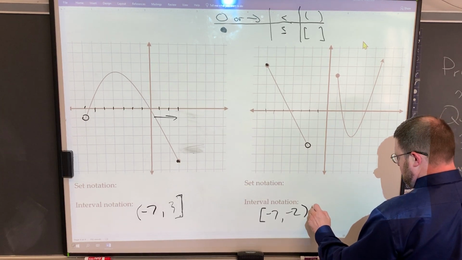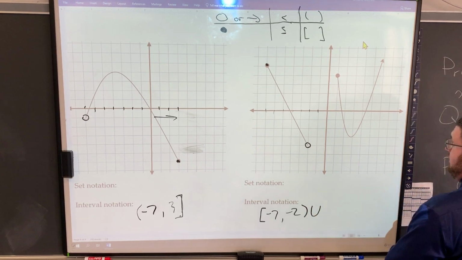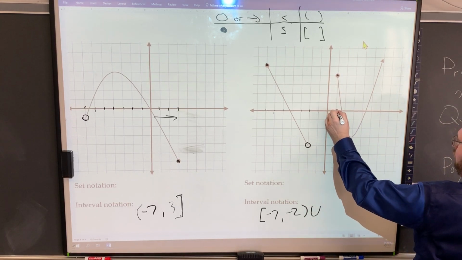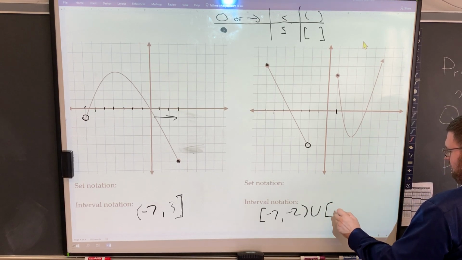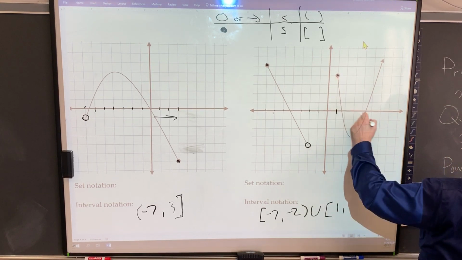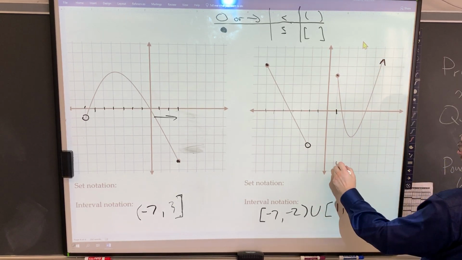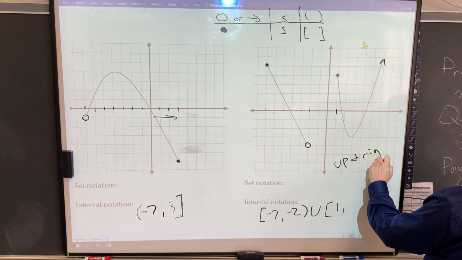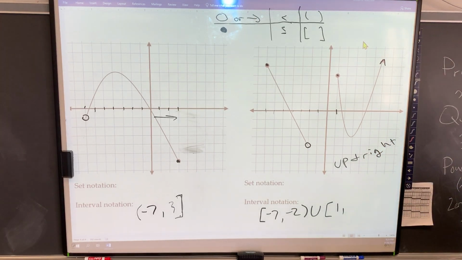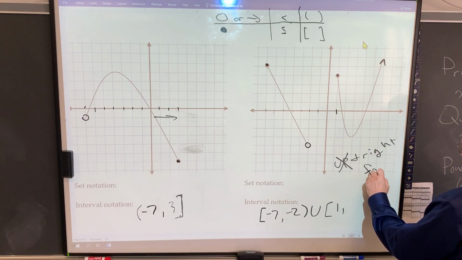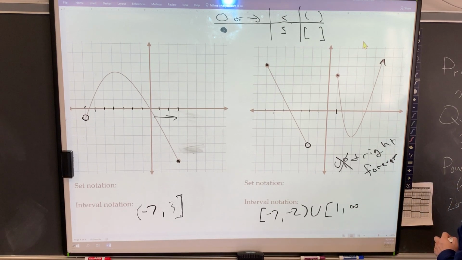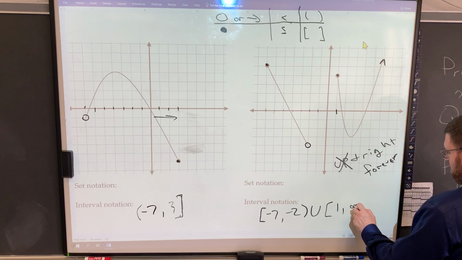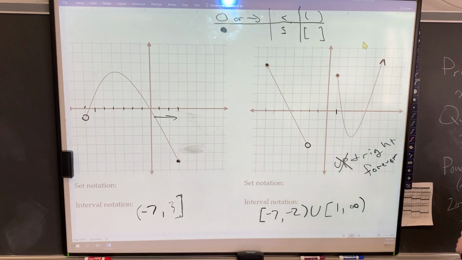Then to connect the two branches, we're going to put that union sign. We're going to do this one, that is 1 to the right of the axis, and it is a closed dot, so it is a bracket. 1 comma, and then over here on this right end we've got an arrow. It is going up and right. I don't care that it is going up because we're doing domain. I care that it's going right. How far right? Forever, which we call infinity. Remember the arrow, infinity, it does not reach it, so it is a parenthesis.